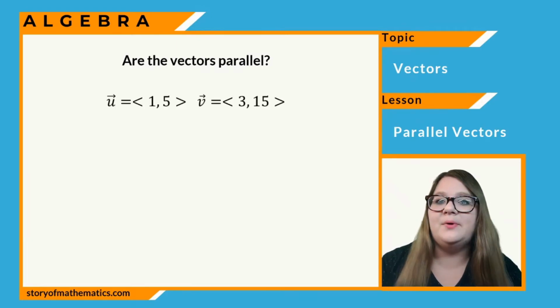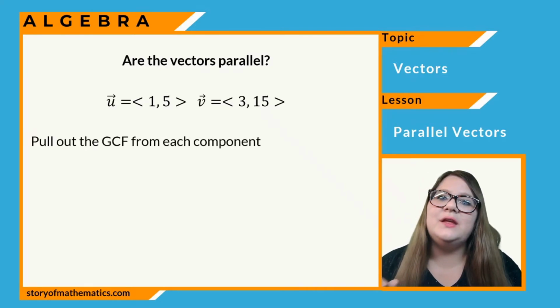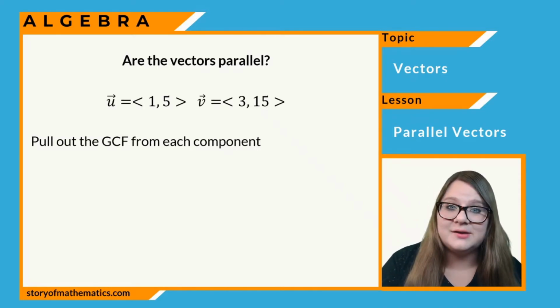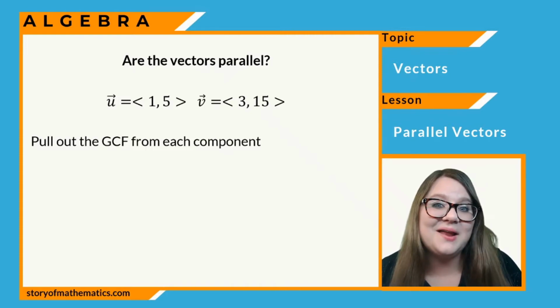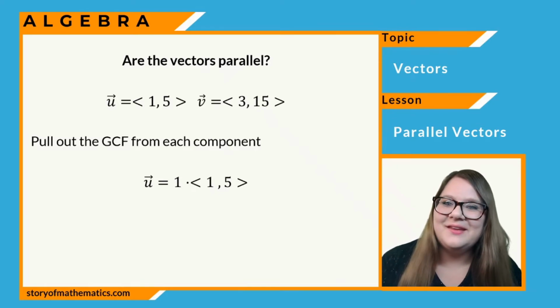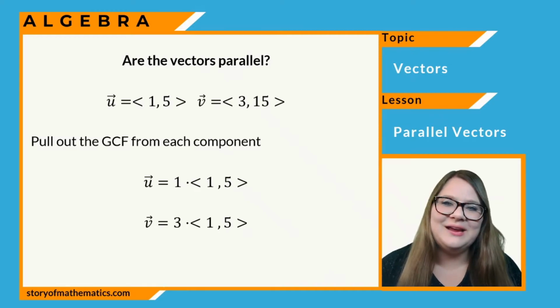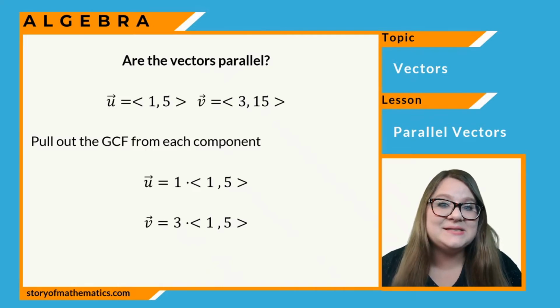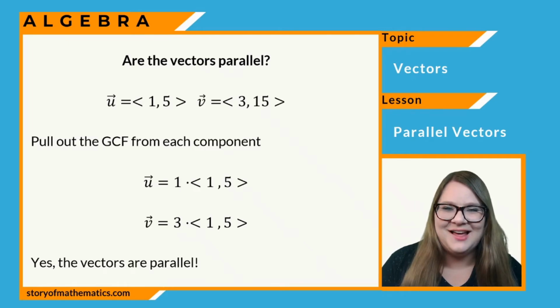Let's say in this example, I have u is 1, 5 and v is 3, 15. I'm going to pull out the greatest common factor from each component and see if the remaining vector is the same. So for example, in u, the biggest thing I can pull out of both 1 and 5 is 1. So it's really 1 times 1, 5. In v, the biggest thing I can pull out of 3 and 15 is 3. And when I do that, I get 3 times 1, 5. So now you can see that these both have the same base vector, 1, 5. So yes, the vectors are parallel.